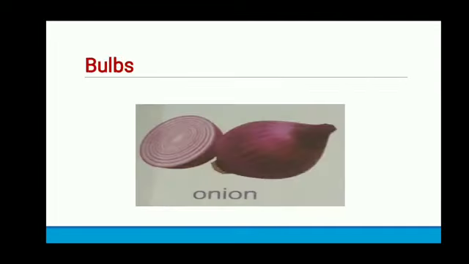Bulbs. Some vegetables grow underground and they are called bulbs. Why are they called bulbs? They are called bulbs because we do not eat their leaves but we eat the bulb itself. The example of a bulb is onion.